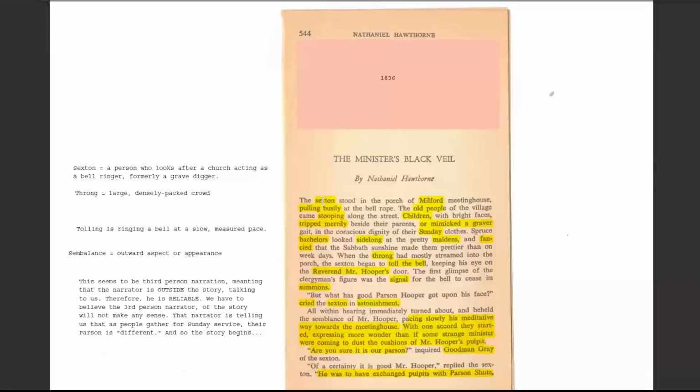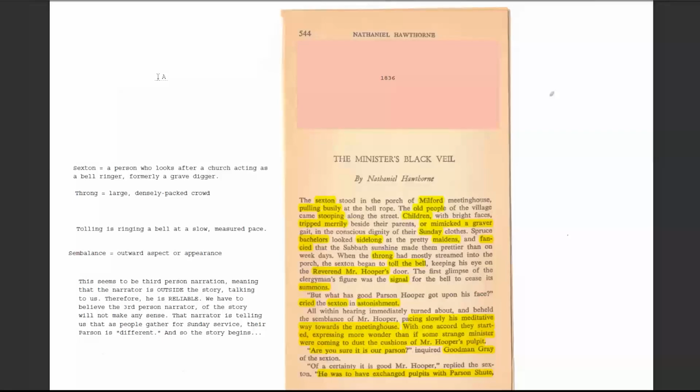We don't know if it's first or third person yet, but as we'll find out, this seems to be third-person narration, meaning that the narrator is outside the story talking to us. The third-person narrator's outside the story, which means we have to believe him. If we don't believe him, this story will make no sense.